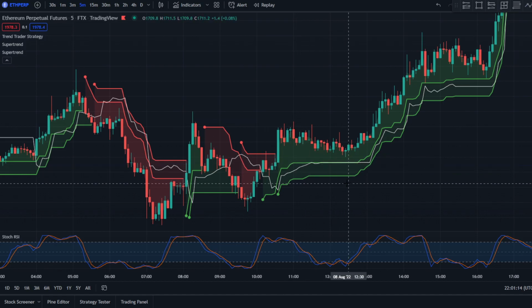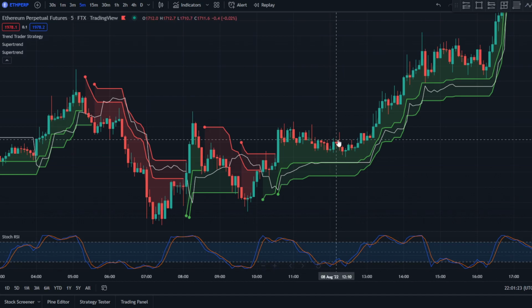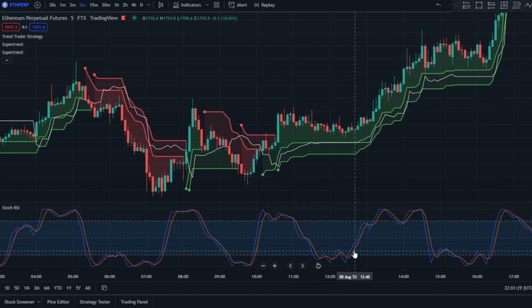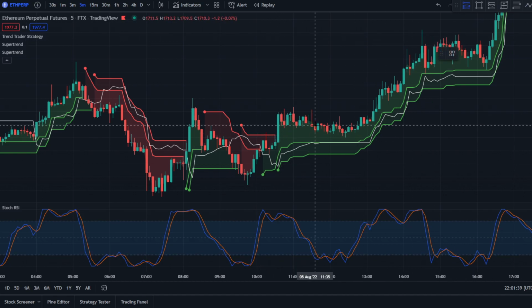So for you to have the signal for you to go long, you have to wait for a crossover of the blue stochastic RSI line above the orange line, and the crossover must happen below the 20 line. So right here you can see here we have a crossover of the blue line above the orange line, and the crossover happens below this 20 line. So we're going to enter a position where the crossover happened, and that will be on this candle right here.